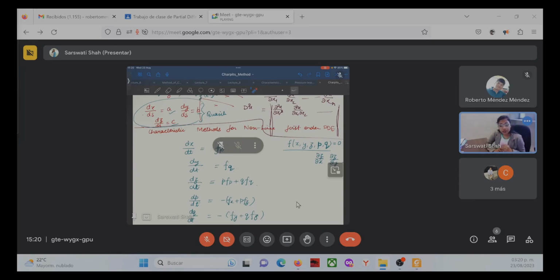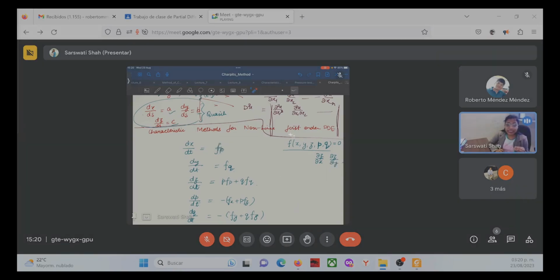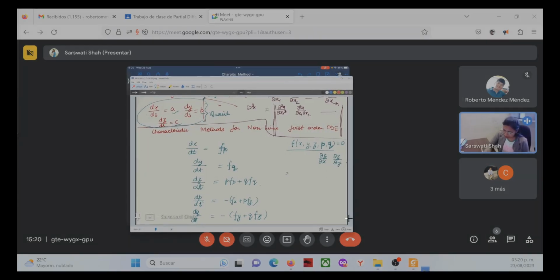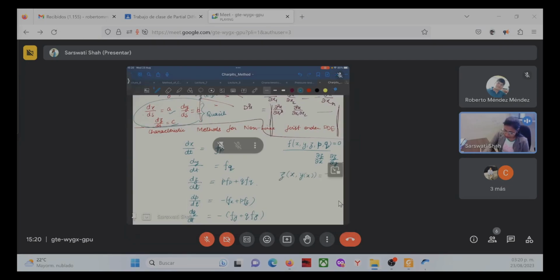Now, if we are given an initial condition to solve this equation, what will be the form of the initial condition? z at (x, y) as a function of x is equal to z naught of x. So this will be the initial condition. Now you can see that here we have 5 equations and we have initial condition on only 3 variables. Suppose we take this gamma, x equals xi, then y will be y of xi and z will be z naught of xi.